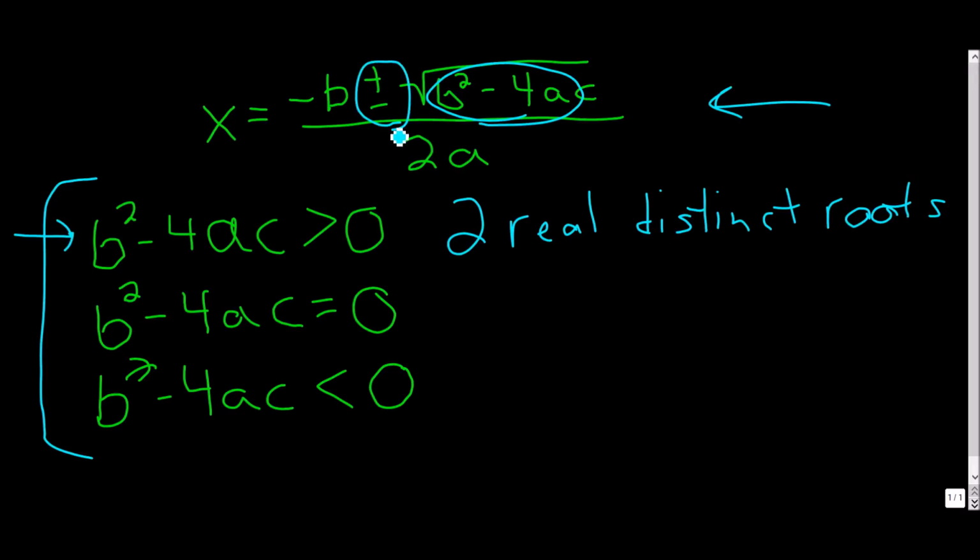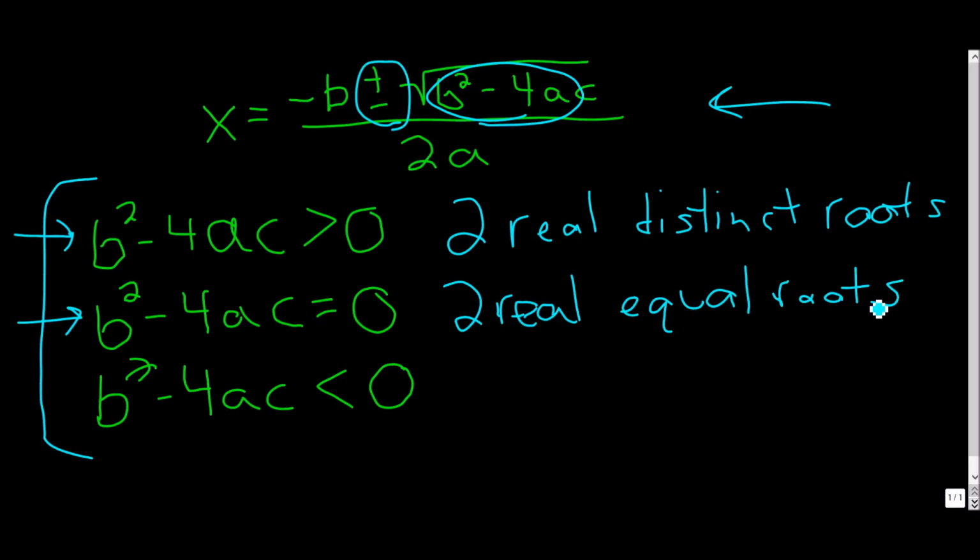Now, if the discriminant happens to be 0, then that means we're adding and subtracting 0 from something. Well, when we do that, we end up with the same number. So what happens when our discriminant is 0 is we have two real equal roots. So they're the same thing, but there's actually two of them, and that's important to keep in mind. It'll come up much later in your math careers.